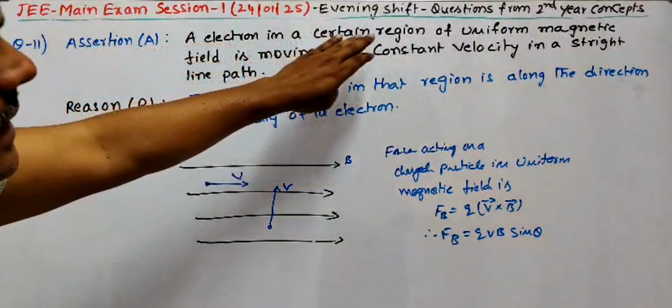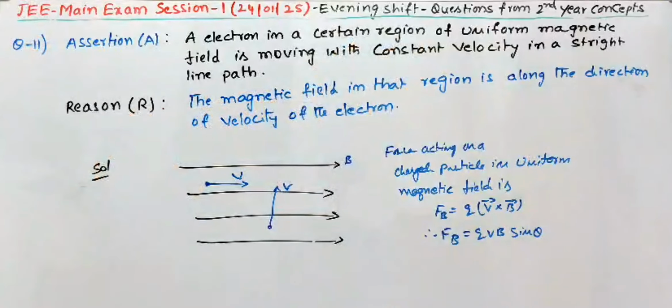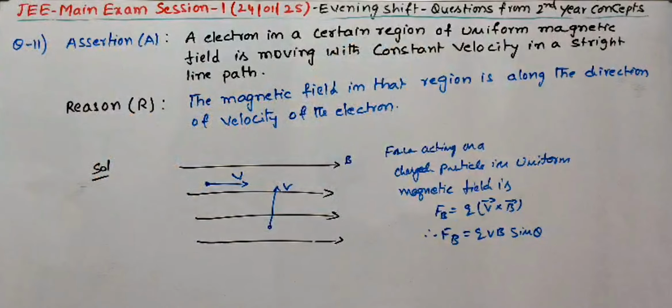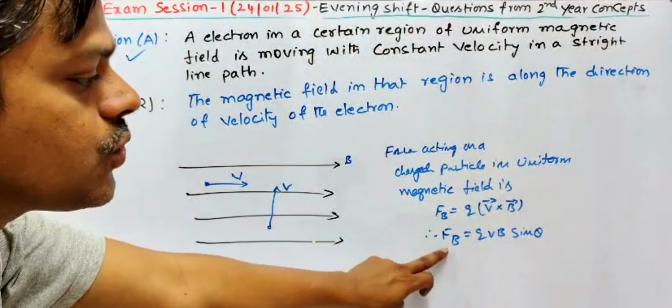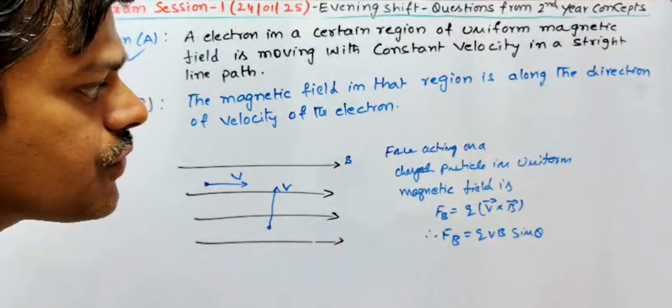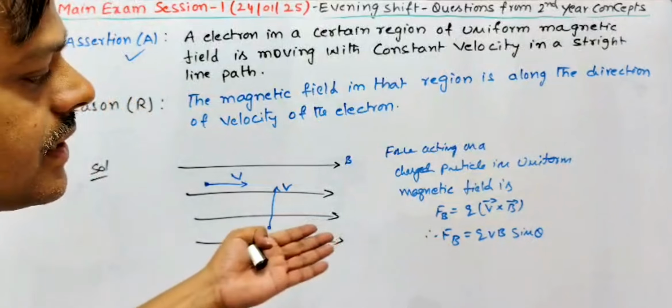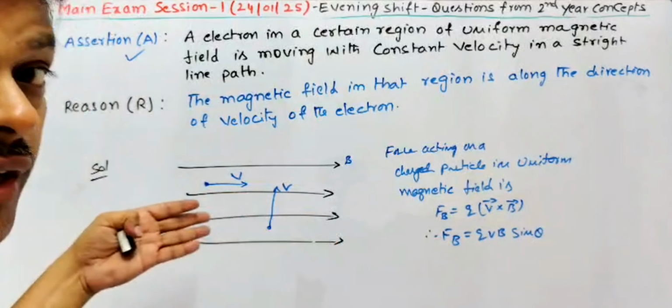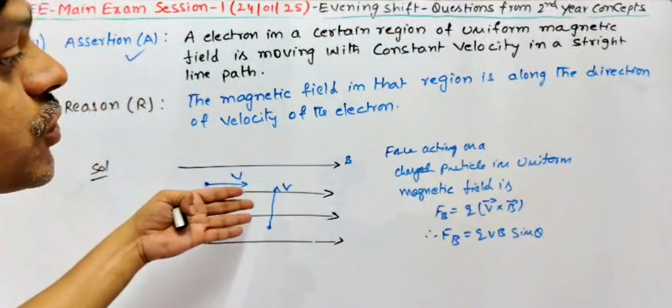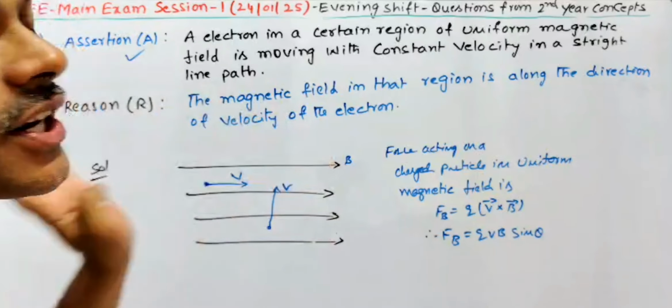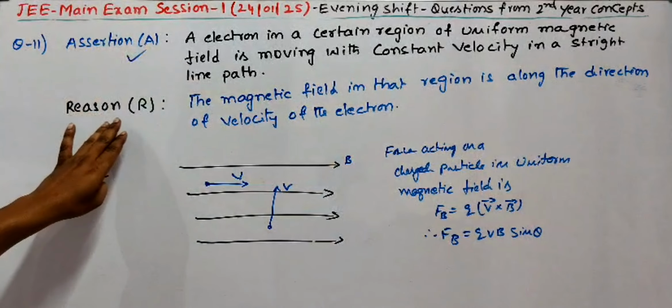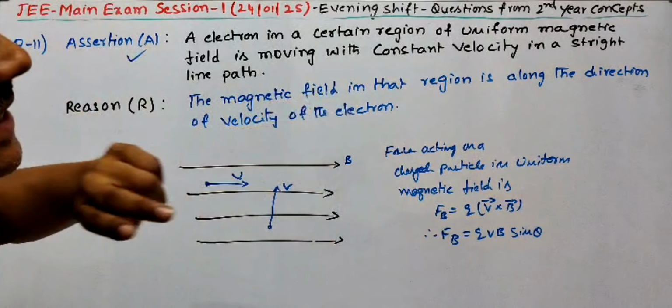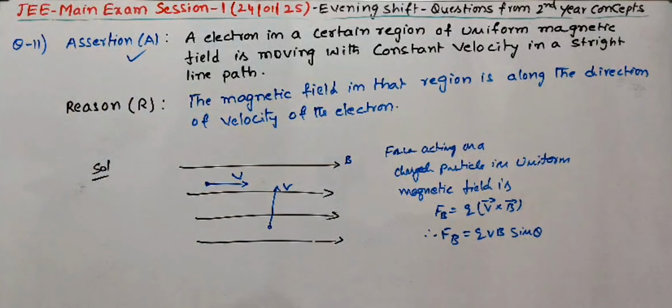Electron in a certain region of uniform magnetic field is moving with constant velocity in a straight line path. It may be correct. Yes, it may be correct according to this one, because it experiences a continuous force. So it is moving in a particular path. It depends on in what path, in what way, with what angle it is supposed to be entered with respect to the magnetic field. So it is correct.